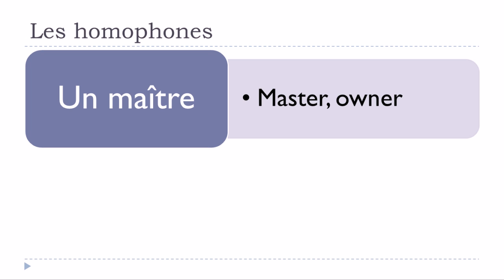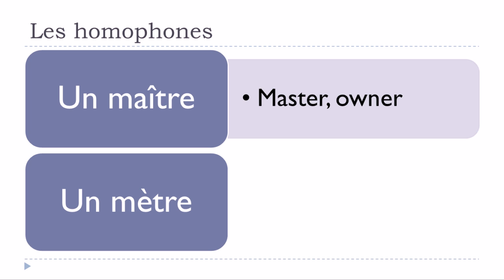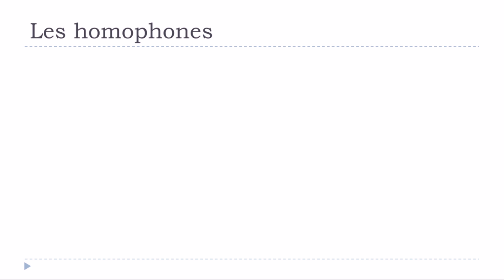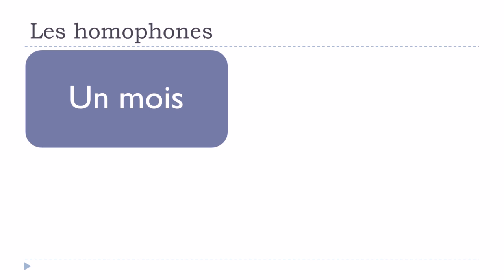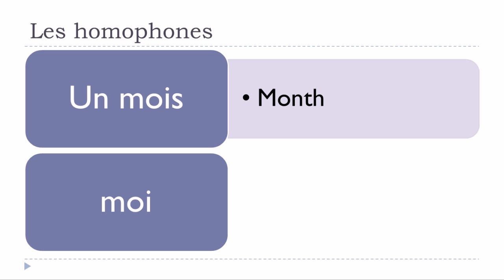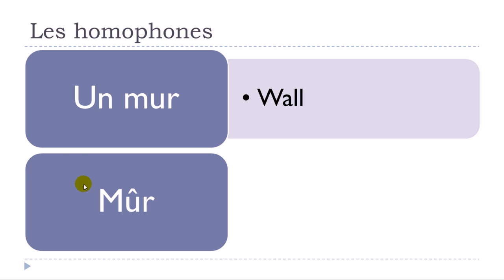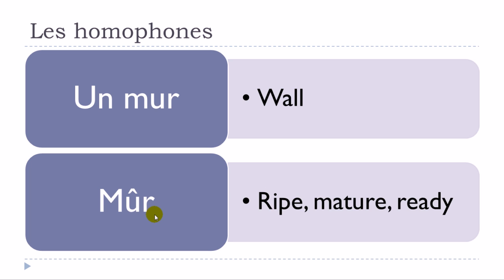Un maître, and so you will have the translation here. Un maître, and then un mètre as well. Okay, so un maître and un mètre, same pronunciation. Un moi, and then moi, me. Okay, so un mois and moi. Un mur, and the adjective mûr. Okay, so un mur and mûr.